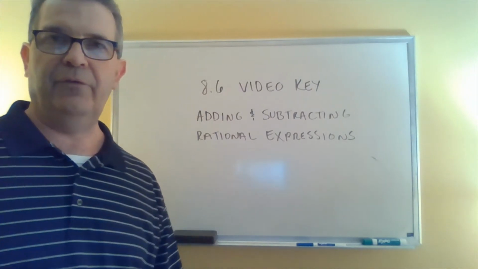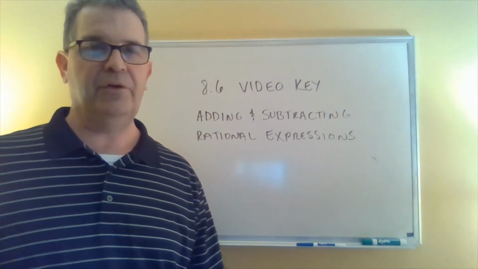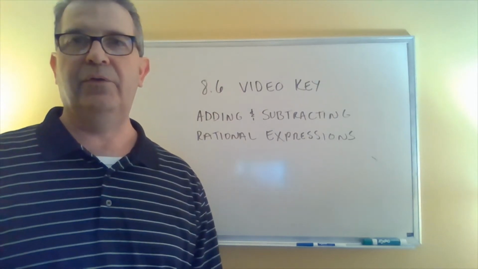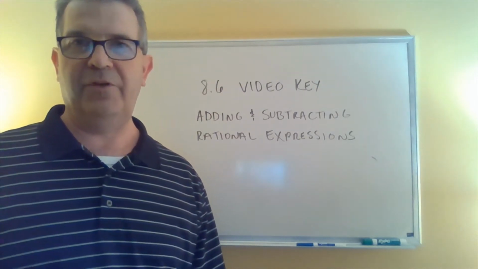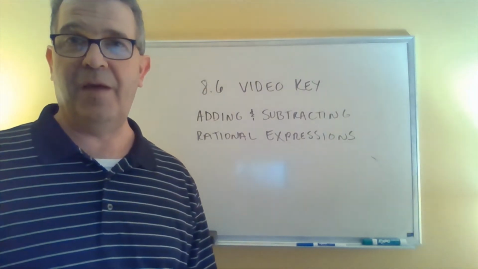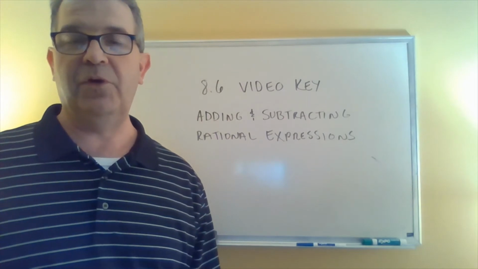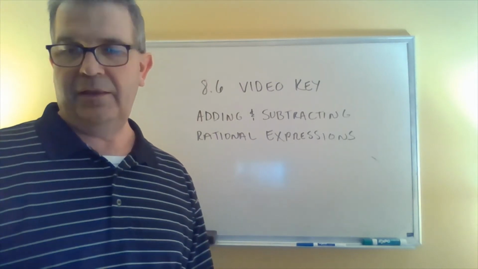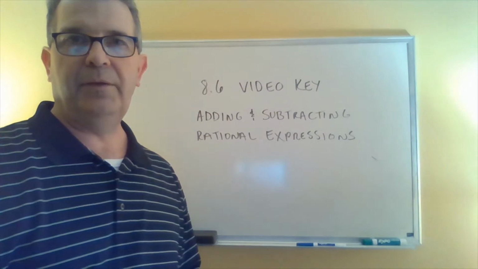So if you remember, our first step in doing these was to factor everything completely. We were then going to go on to find that common denominator. Then we combined our numerators, keeping that common denominator, and then finally we wrapped up the problem by simplifying. So let's take a look at number 1.